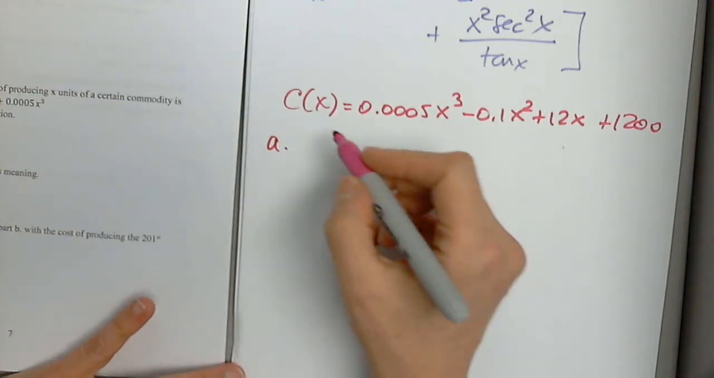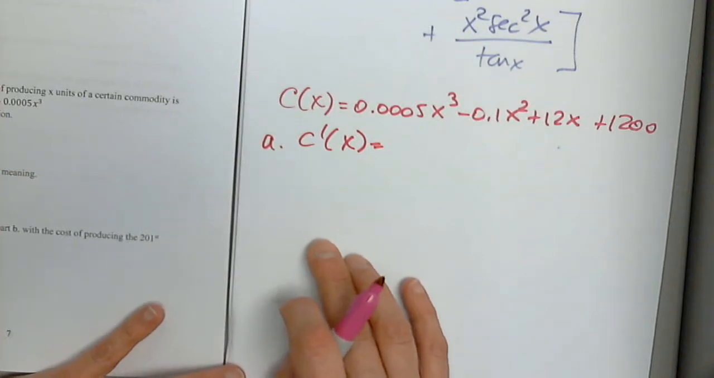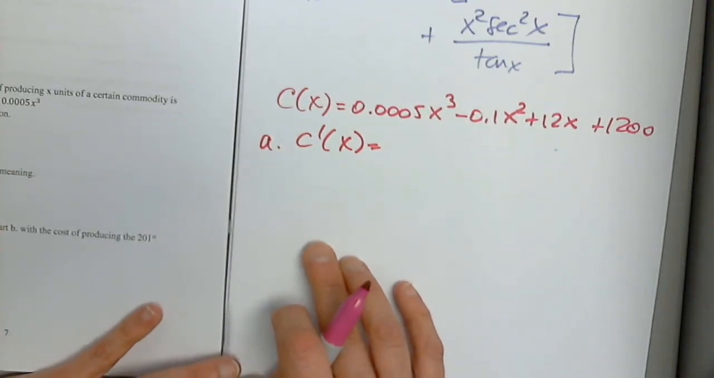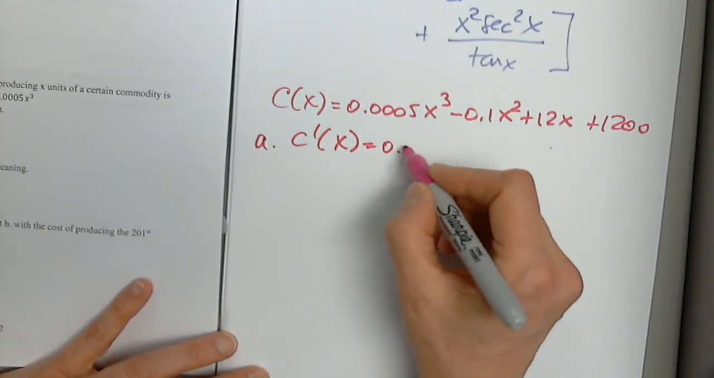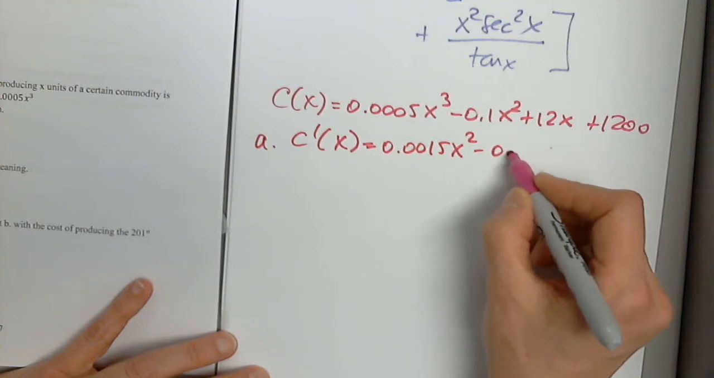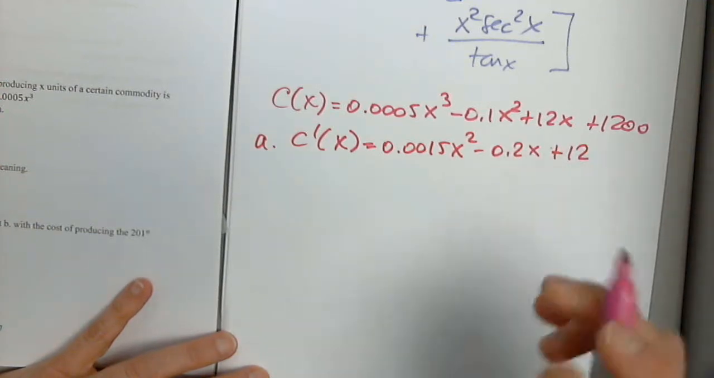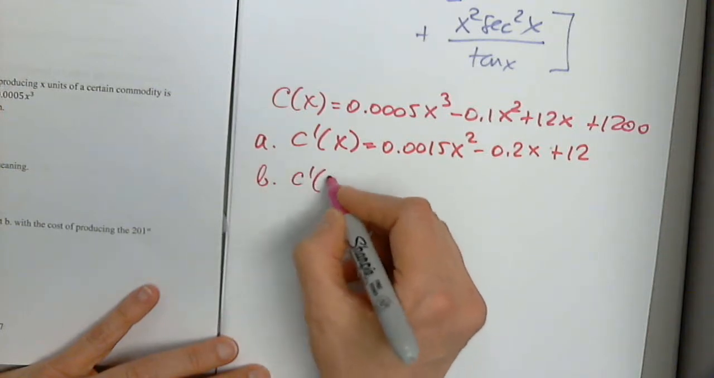Any questions? Okay. C prime is the marginal cost. Is the derivative of the cost the rate of change? It gives the rate of change of cost, but it's also called marginal cost. So this is 0.0015 x squared minus 0.2x plus 12. Excellent. Part B. Find C prime of 200.